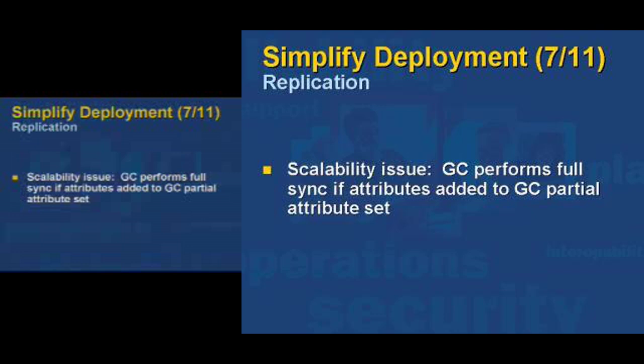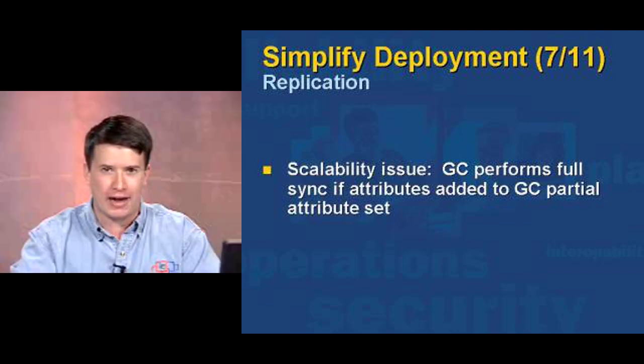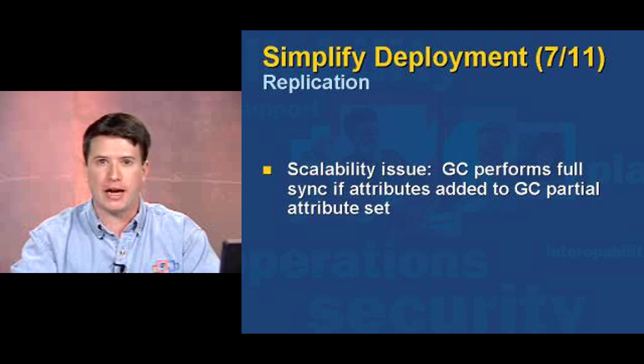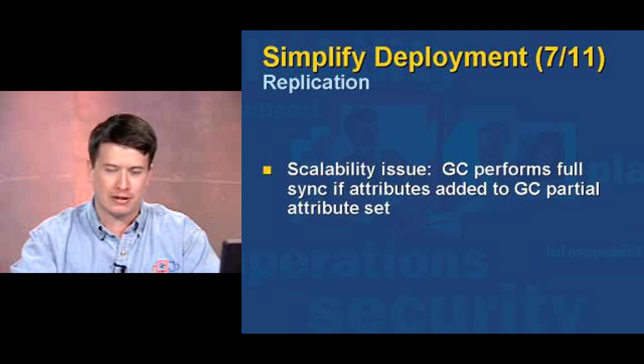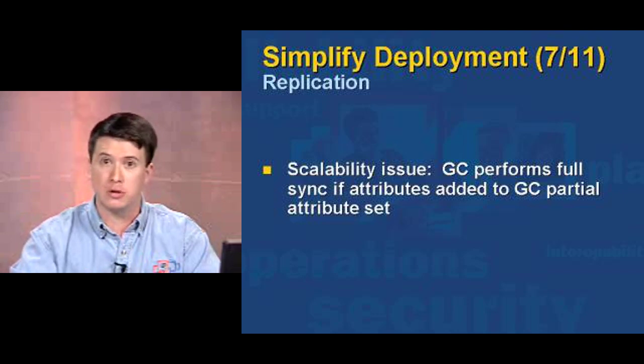Another one of probably your favorite scalability issues. If you add an attribute to the global catalog partial replica set, then it will cause all global catalog servers to do a full sync. Those of you who are tackling the Exchange 2000 issue right now are familiar with this problem, most likely. If you've been thinking about extending the partial attribute set, you're probably familiar with this issue.